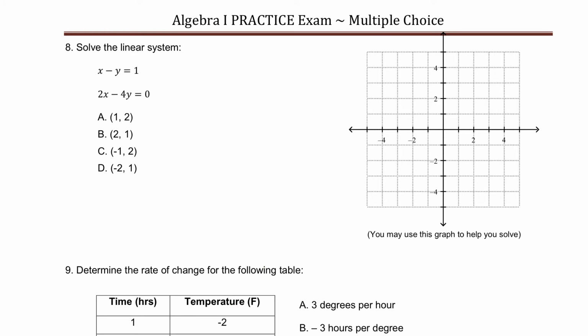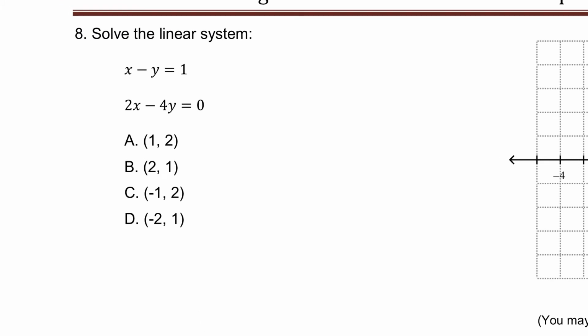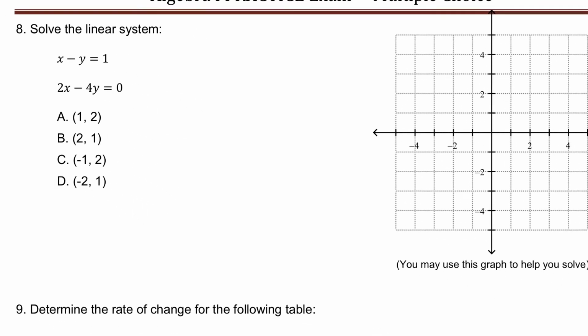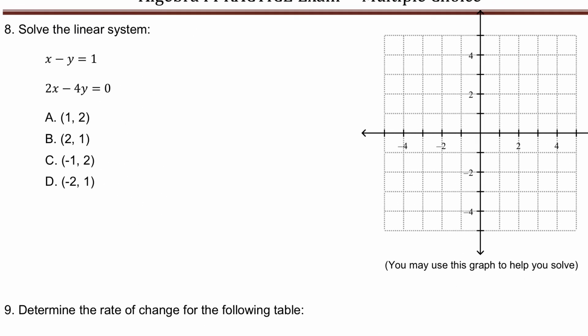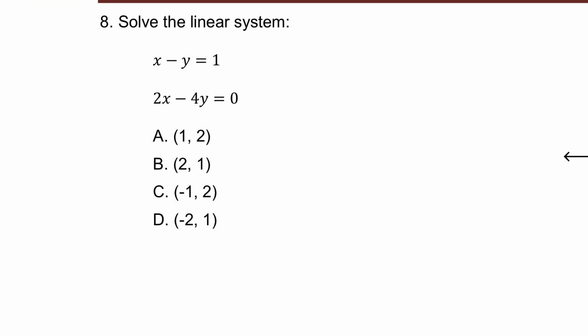So they want us to solve the linear system, x minus y is equal to 1, 2x minus 4y is equal to 0. It looks like they gave us a graph here if we want. You could graph this. Honestly, I just think it's easier. Maybe let's multiply this equation by negative 4. Why am I multiplying by negative 4? The reason is that my goal is to get the y's to cancel. I guess we could cancel the x's, but I just saw the y's and wanted to cancel the y's.